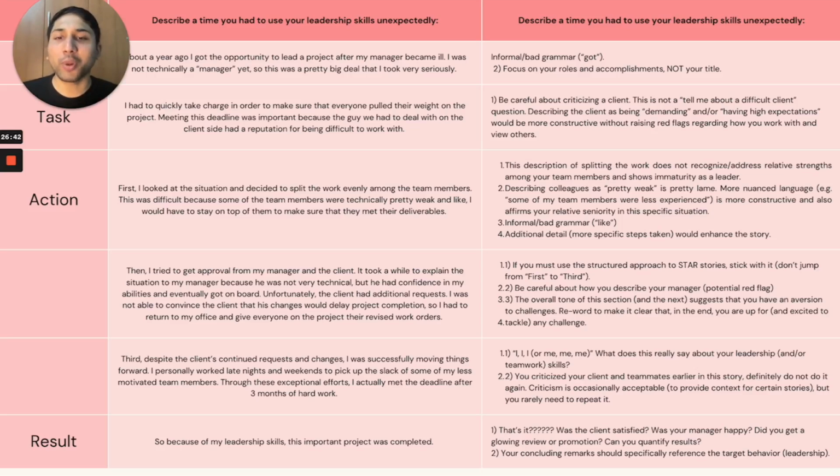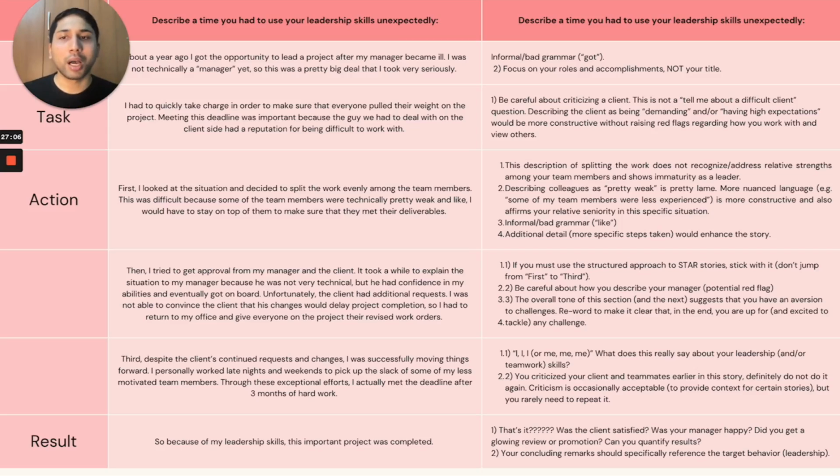Then I tried to get approval from my manager and the client. It took a while to explain the situation to my manager because he was not very technical, but he had confidence in my abilities and eventually got on board. Unfortunately, the client had additional requests. I was not able to convince the client that his changes would delay project completion. So I had to return to my office and give everyone on the project their revised work orders.